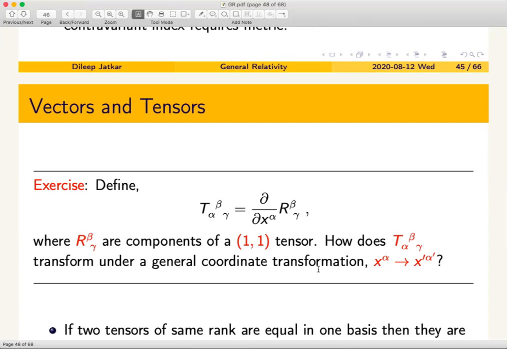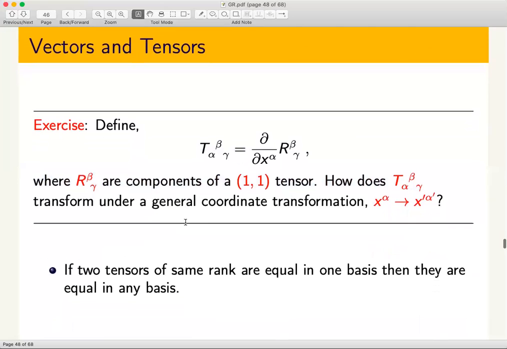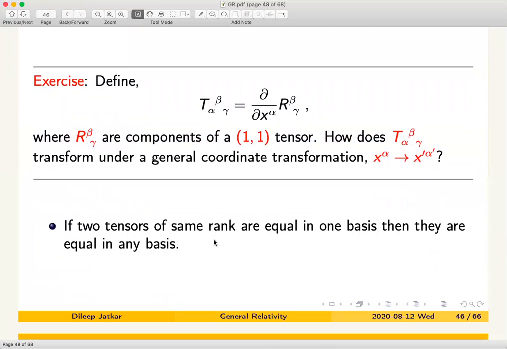So this transformation property we have already written down, not for R but for some T alpha beta kind of mixed tensor. So use that property and try to find out how T alpha beta gamma would transform. It's a small exercise, but it is instructive. In fact, it will be useful in the lecture today itself. But you could try to compute it at some point.